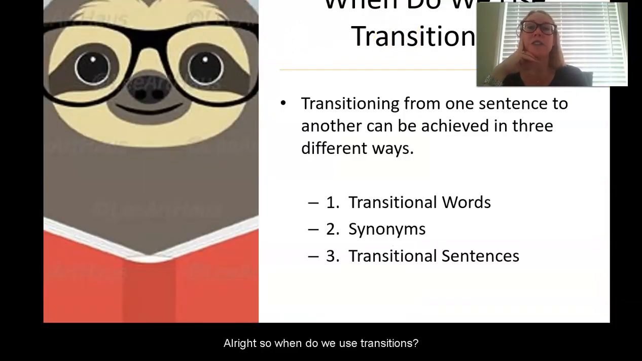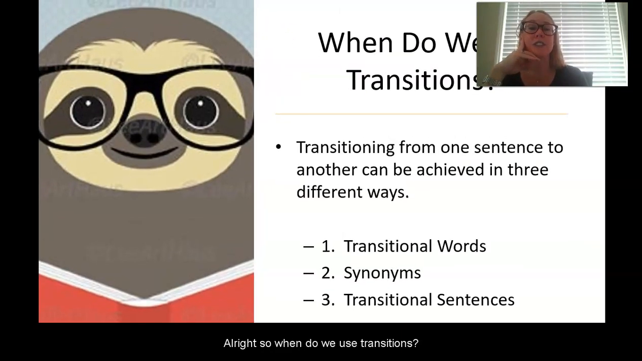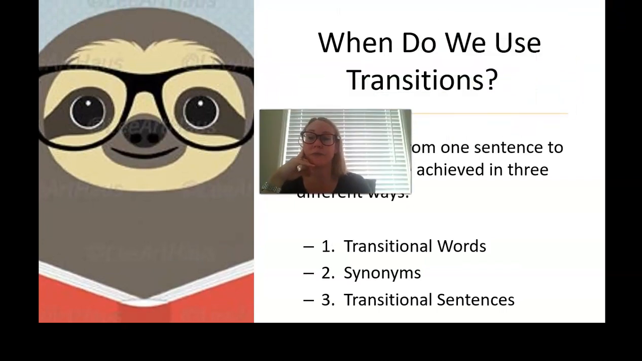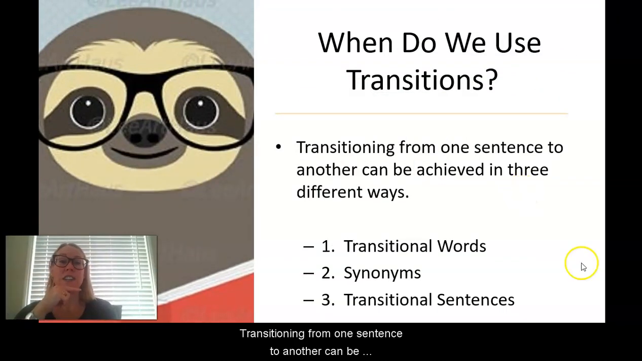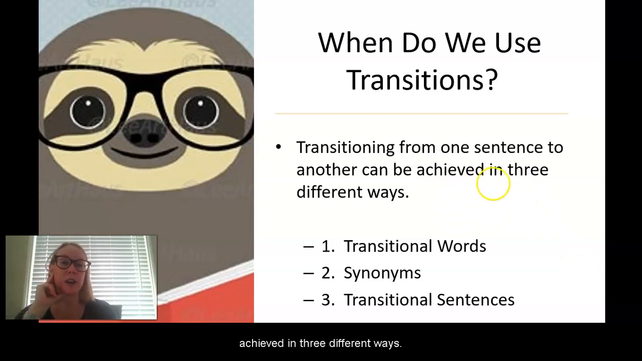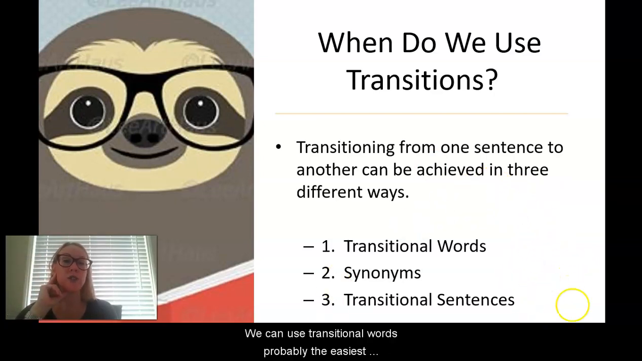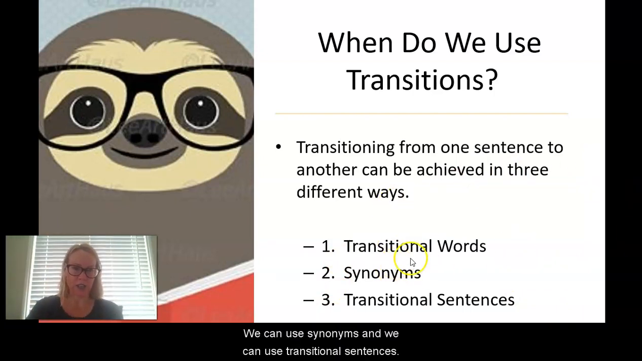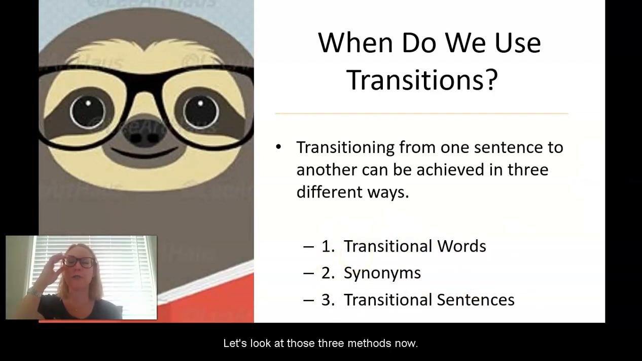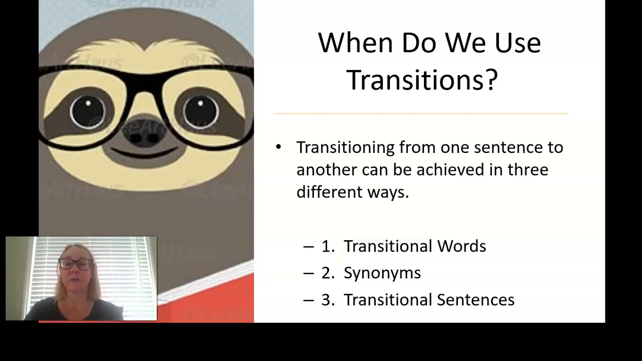All right, so when do we use transitions? Transitioning from one sentence to another can be achieved in 3 different ways. We can use transitional words, probably the easiest way to transition. We can use synonyms, and we can use transitional sentences. Okay, let's look at those 3 methods now. First, let's look at transitional words.